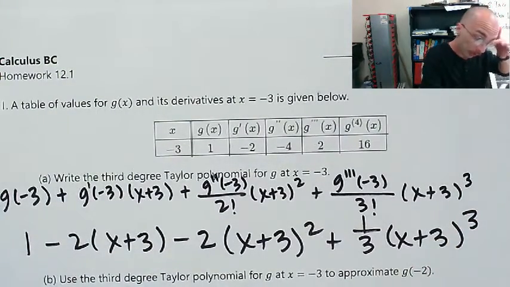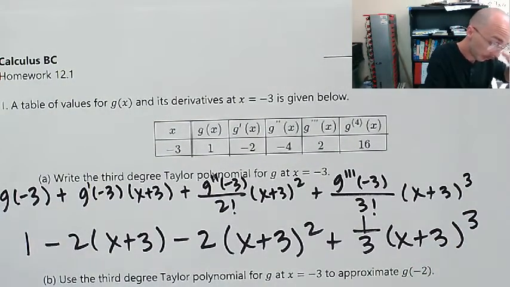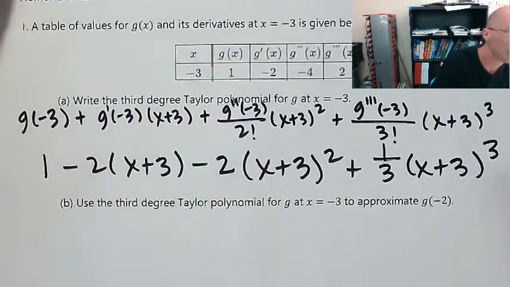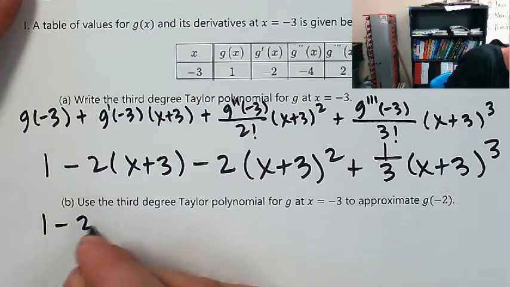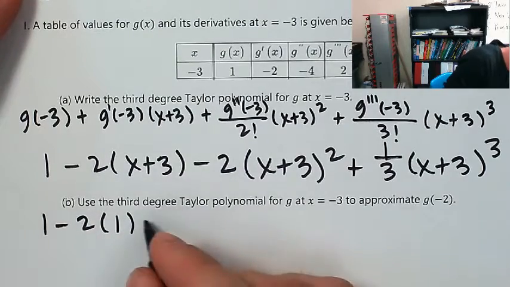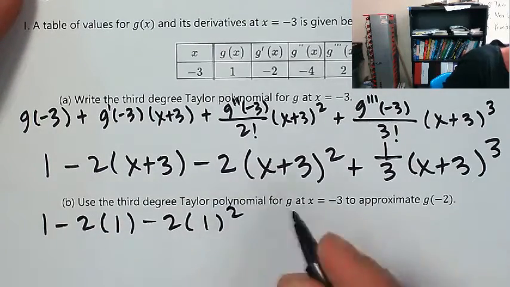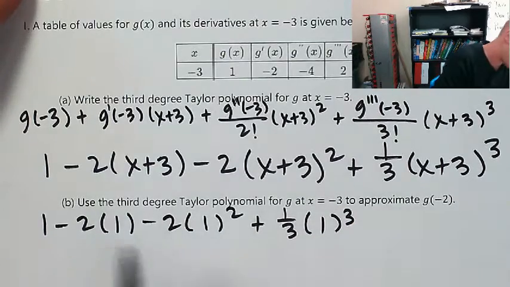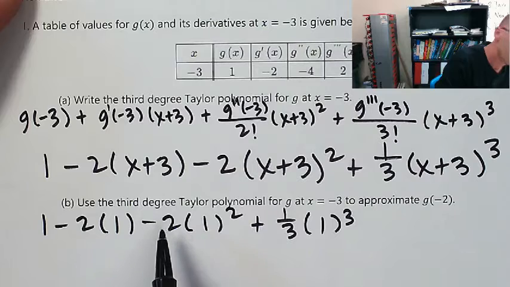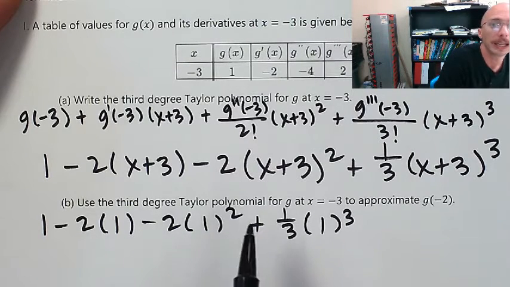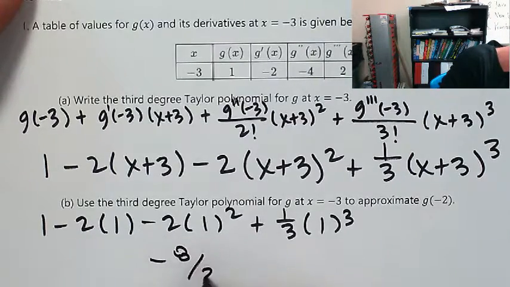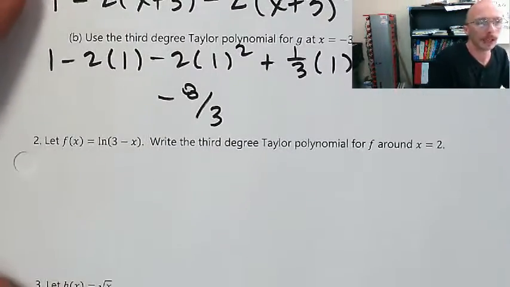Okay. Use the third degree Taylor polynomial for g at x equals -3 to approximate the value of g of -2. So we're just going to take this polynomial and we're going to plug in -2 for x. So I've got 1 minus 2 times 1, minus 2 times 1 squared, plus 1/3 of 1 to the third. So I've got 1 minus 2 is -1, minus another 2 would be -3. It's -2 and 2/3, which is -8/3. And, all right.